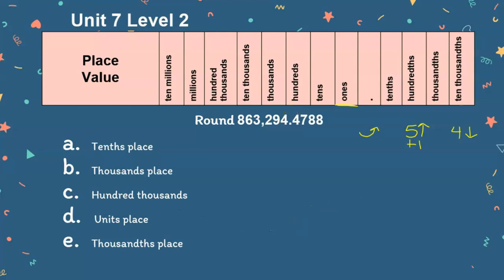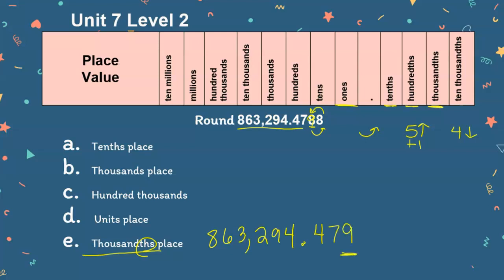Let's round to the nearest thousandths. There's that THS. So we have tenths, hundredths, thousandths. So that's 3 spots to the right of the decimal. And I'm going to look to the right of that, 5 or above, and it is. So I'm going to bump that up to a 9. So I still need everything before it, 863,294 and 479 thousandths, because it's in that position.